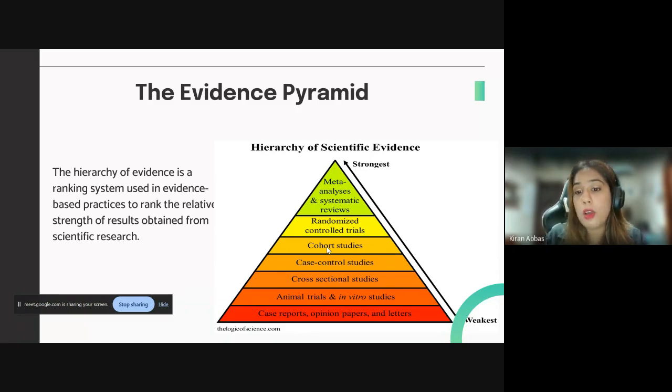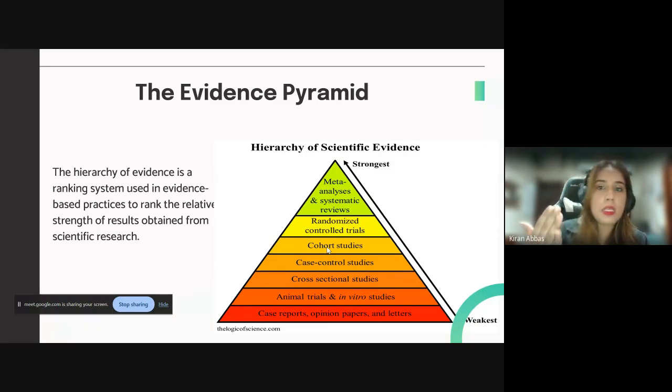So an opinion paper or a letter to the editor will not change the course of clinical practice. That's what I mean, right? It can change the perspective of a few members of the scientific community, but it will not lead to a change in clinical practice. What will lead to a change in clinical practice is the highest form of evidence.